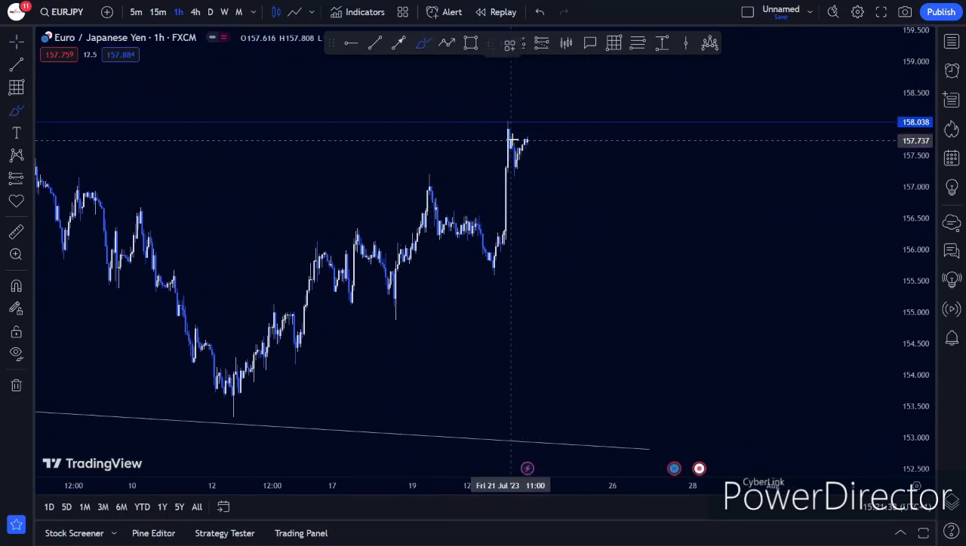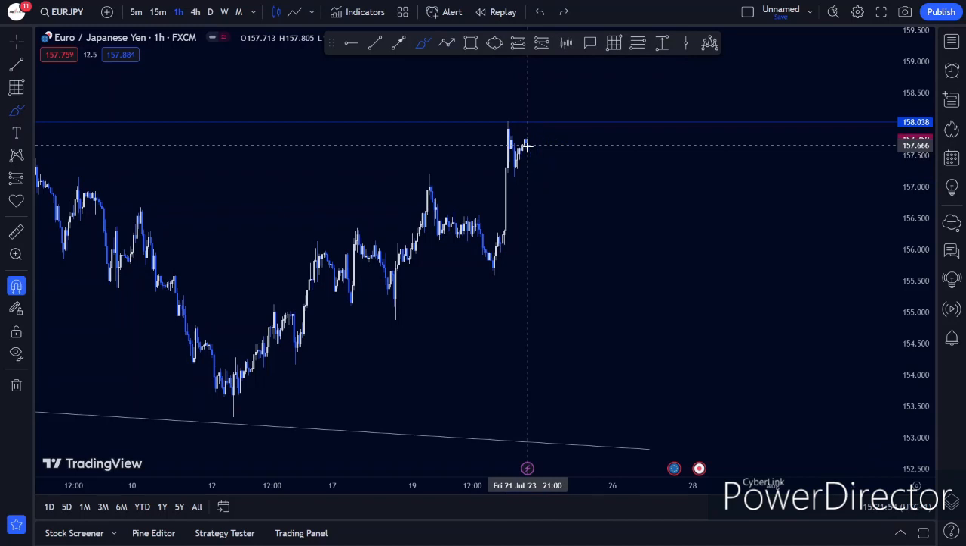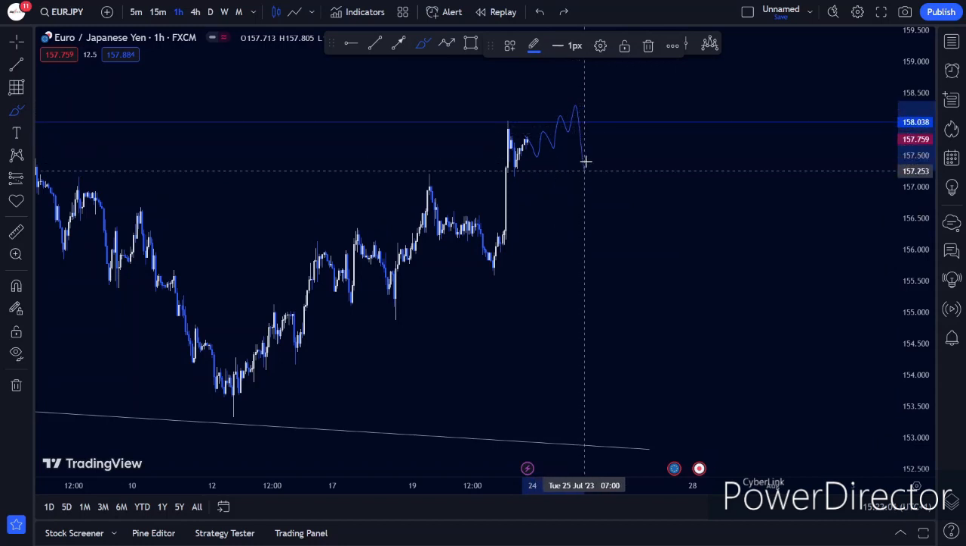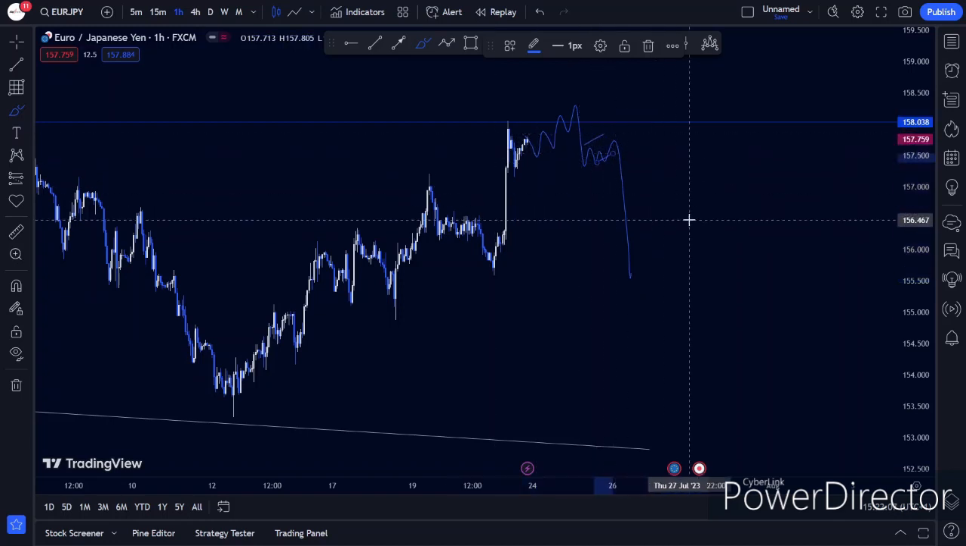So if we get something like this, and then we could potentially, something like this won't be a nice idea, because it could just be something like this, and then could tag you in and then tag you out immediately. So if I am going to sell this, I will want it to maybe create additional structure here, and then come down, give that insurance entry, and then I'll capitalize on this move here to the downside.